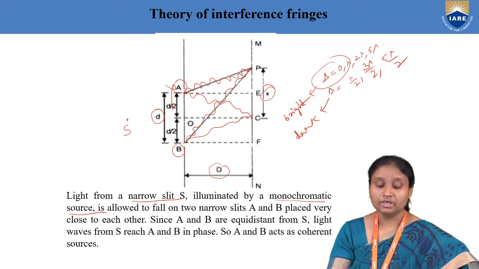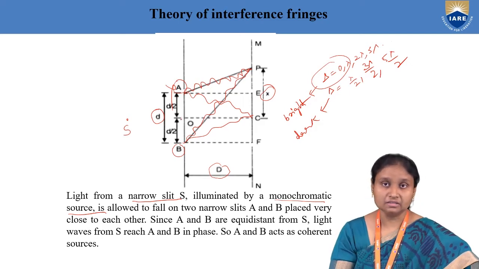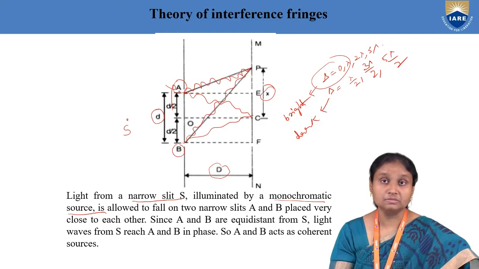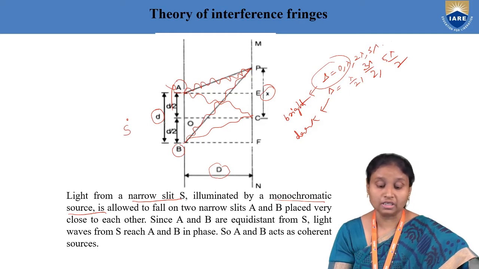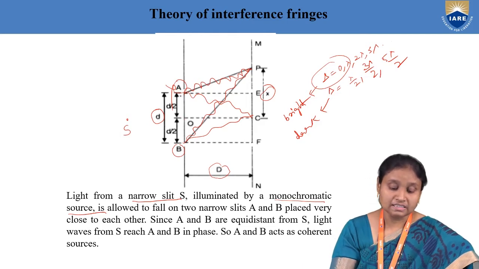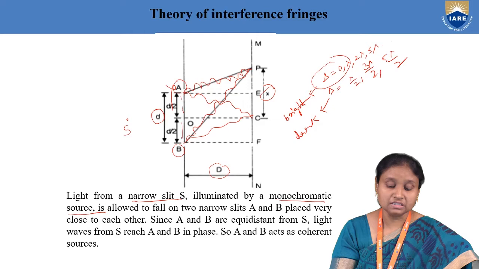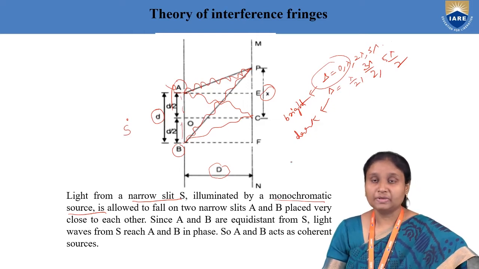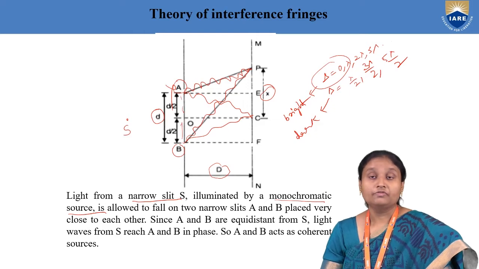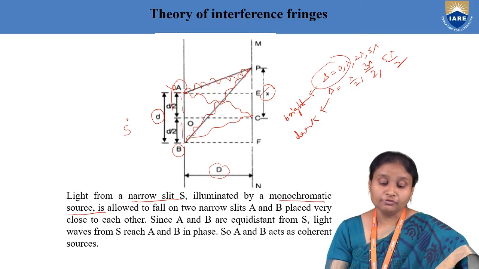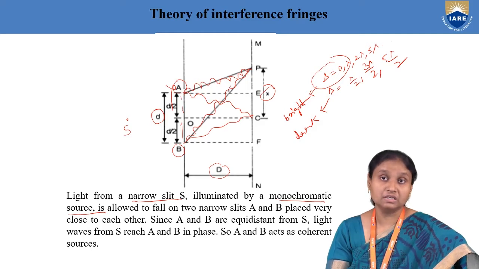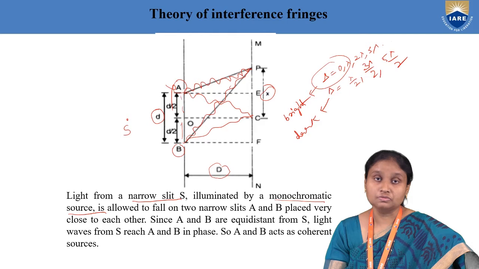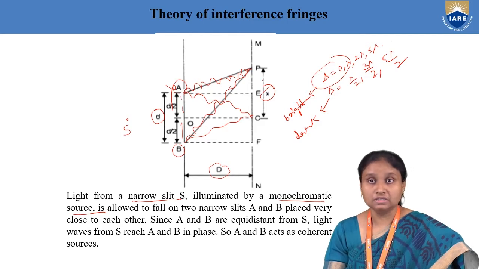Next, as we know, the distance between the centers of A and B is small d. So if I take the center point as O, then this distance will come as d by 2, and this distance will also come as d by 2. By taking all these parameters into consideration, first I'll try to find the path difference between the two waves which are starting from the centers of the two virtual coherent sources but reaching the same point on the screen.